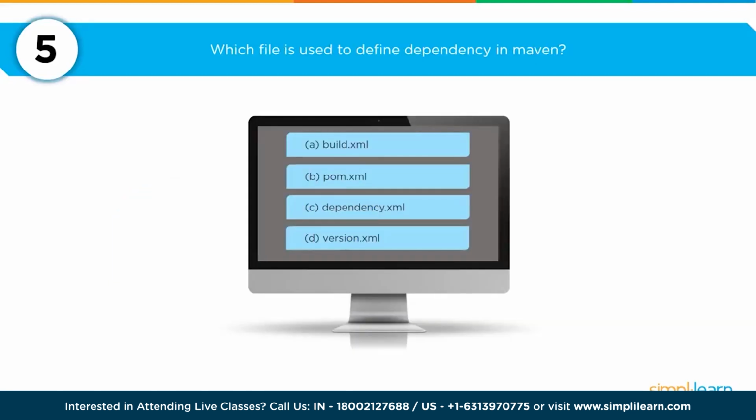So which of the following files is used to define dependency in Maven? Do we have A, build.xml, B, pom.xml, C, dependency.xml, or D, version.xml? And the answer is pom.xml.